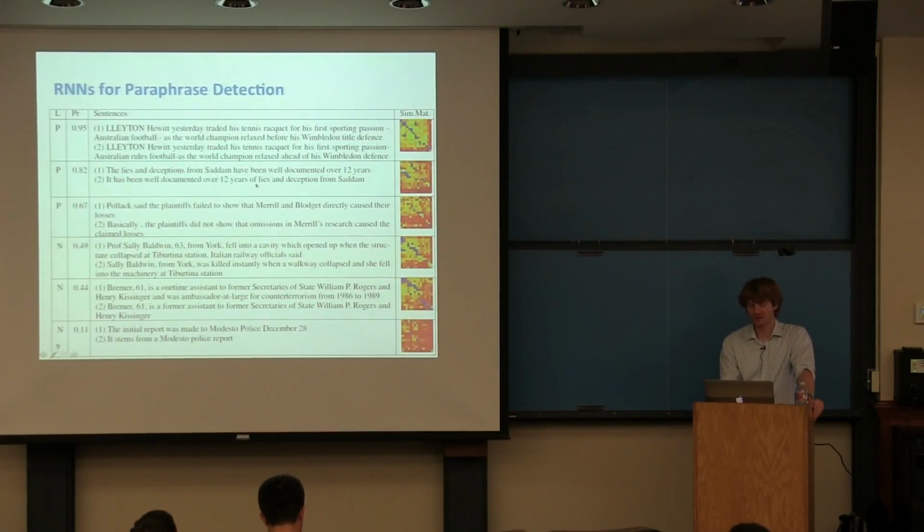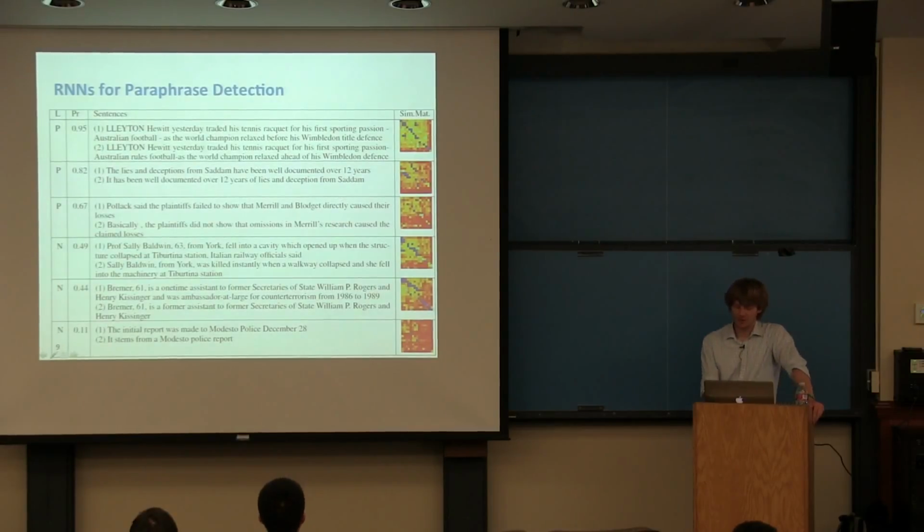Here's an interesting one. One, it's ungrammatical, and 2, you have 2 blocks that are really shifted. So the lies and deceptions from Saddam have been well documented over 12 years, and it has been well documented over 12 years, with some ungrammatical construction here, of lies and deceptions from Saddam. This is a data set coming from news, and there's an actual grammatical mistake. But the model basically realizes that there are 2 phrases that are very similar, but they're shifted. And that results in a similarity matrix that has these 2 off-diagonal lines. And even in some cases where it's less obvious as a paraphrase, there's no nice diagonal structure, the model can still recover that these are similar.